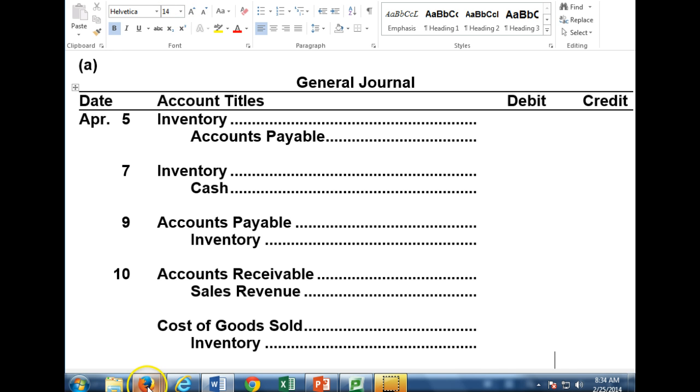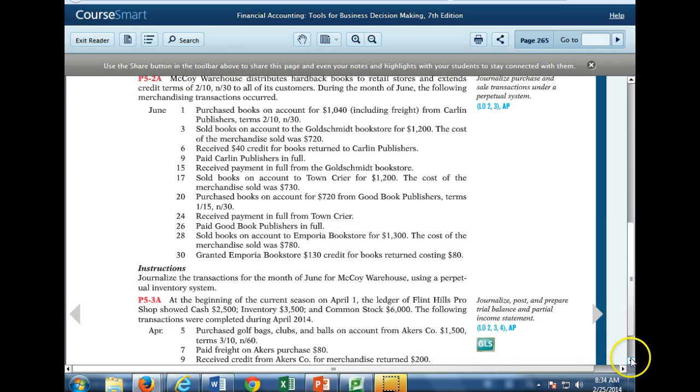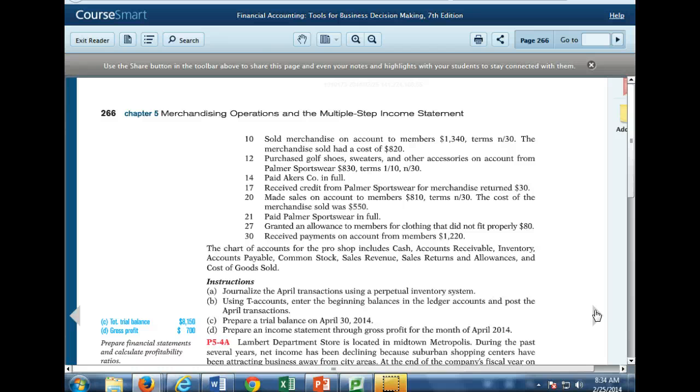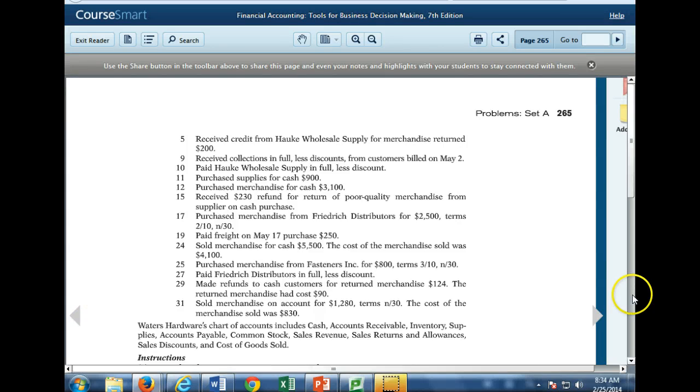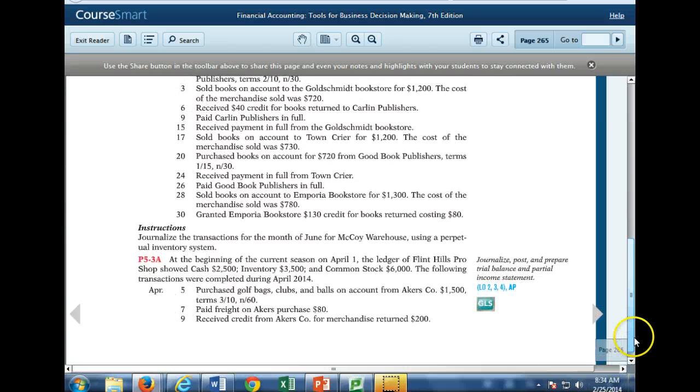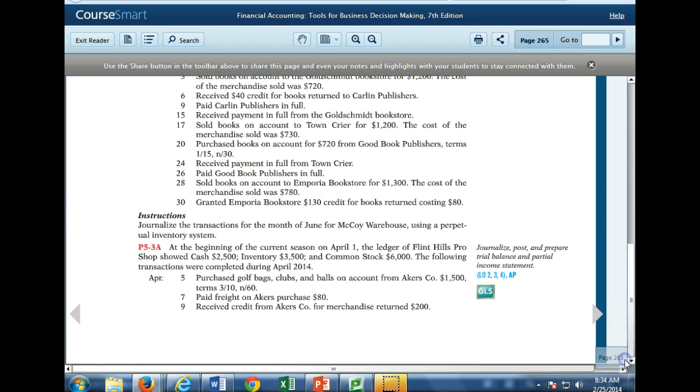Okay. On April 1st, the ledger of Flint Hills Pro Shop showed cash 2,500, inventory 3,500, and common stock 6,000. The following transactions were completed in April 2014. So what is our job? We're going to journalize these April transactions using a perpetual inventory system, okay? So let's start by having each one of you, Avery's going to start the ball, by journalizing these transactions. Then we're going to have some other pieces we're going to do here, okay?